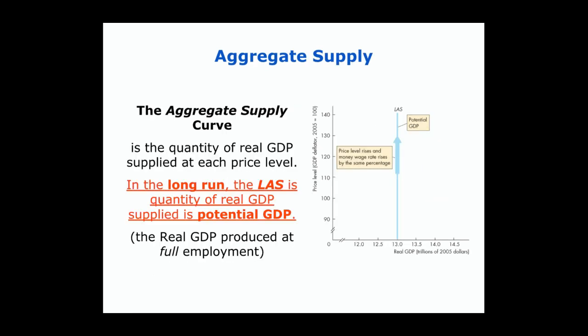Now let's talk about aggregate supply. The aggregate supply curve is the quantity of real GDP supplied at every price level. And in the long run, well, that's going to be equal to potential GDP. Potential GDP is the real GDP that's created when we're at full employment. So we have this vertical line, and that represents the long-run aggregate supply curve. That's the amount of aggregate supply that's going to be supplied in the long run. It's the same as potential GDP.